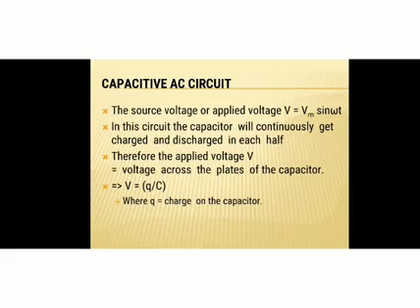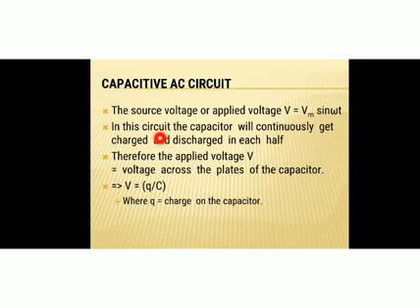Next we can discuss another type of AC circuit, that is capacitive AC circuit. And from the name itself you might have understood the nature of this AC circuit. In this circuit, the only circuit element will be a capacitor. The circuit consisting of an AC voltage source and a capacitor is known as capacitive AC circuit. Here the source voltage or applied voltage is Vm sin omega t.